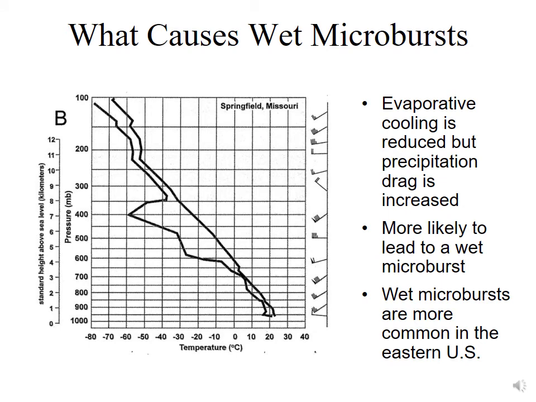So wet microbursts. Here we have a different type of sounding where we have very high moisture content in the lower part of the atmosphere. So we don't have a lot of evaporative cooling, but the precipitation drag will be the dominant mechanism for creating the downburst. This situation is likely to lead to a wet microburst, and these wet microbursts are much more common in the eastern United States than they are in the west because of the availability of the moisture at low levels from the Gulf of Mexico.